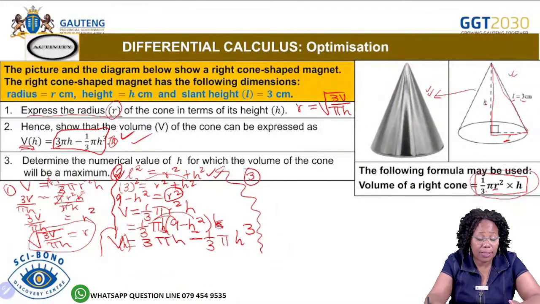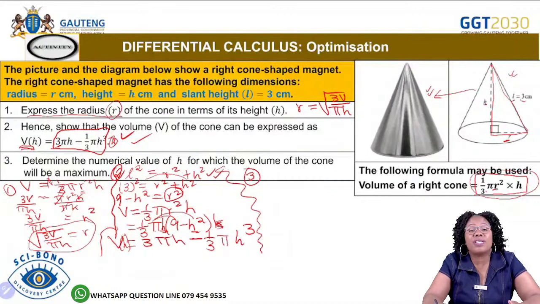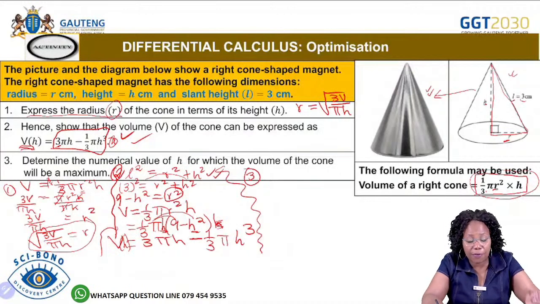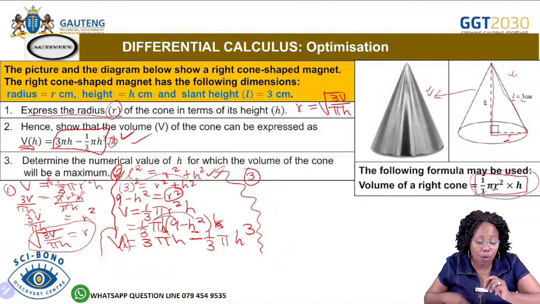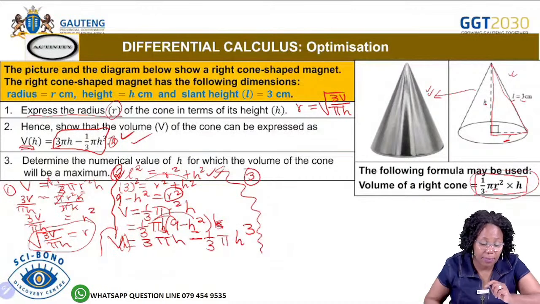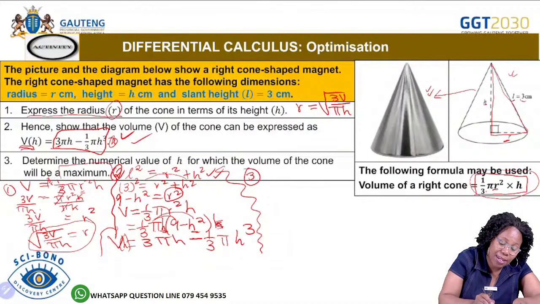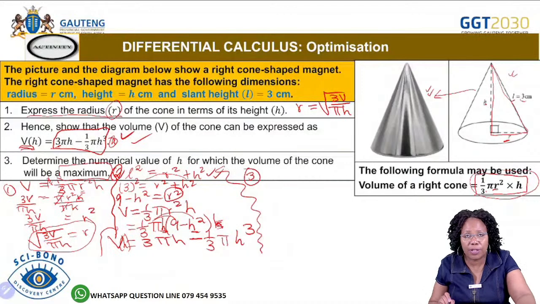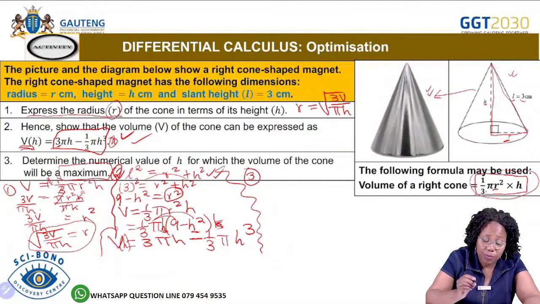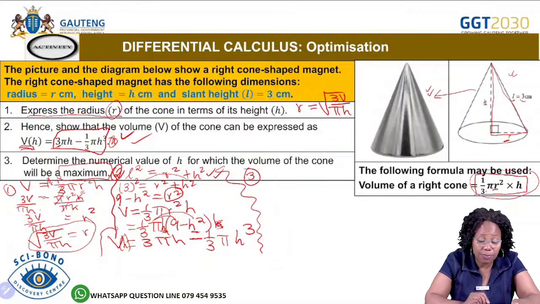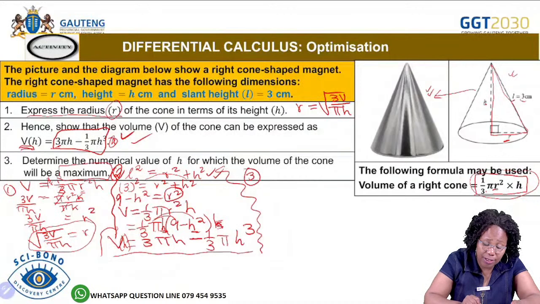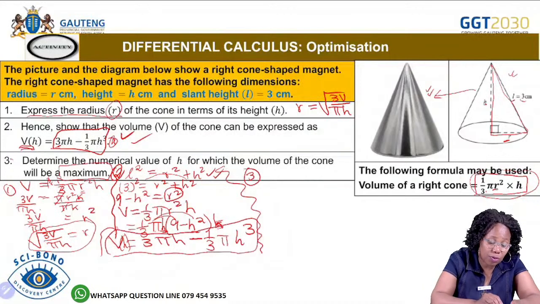In order to find number 3, now let's check. Determine the numerical value of h. We want the real value of h now. Numerical value of h for which the volume of the cone will be maximum. The minute we see the word maximum, they are telling us find the value of h by deriving the formula. Okay, now we take the formula for the volume. All right, and then we are going to use this one from number 2. This was also supposed to be a hence question because we are going to use that one.